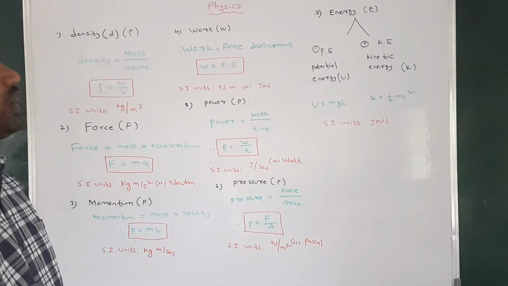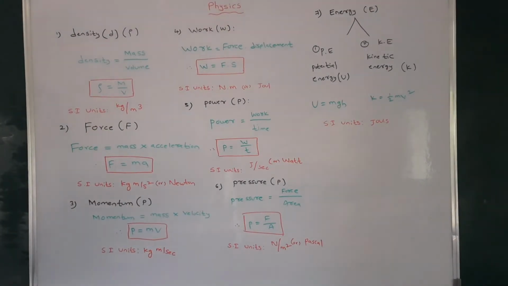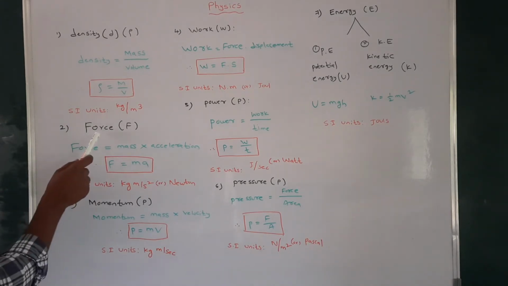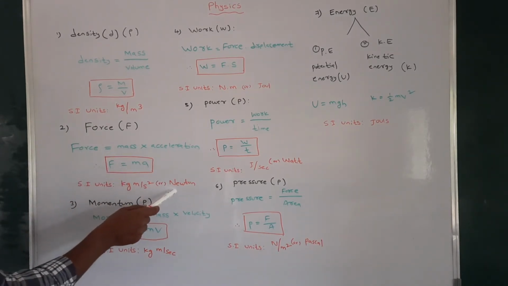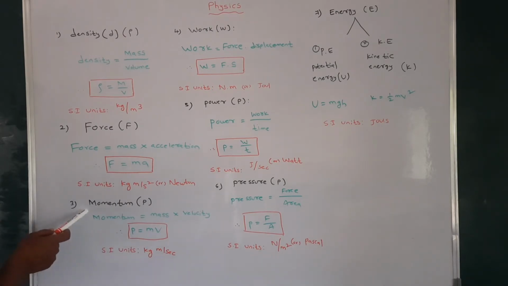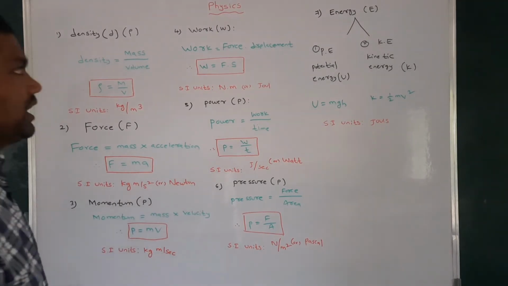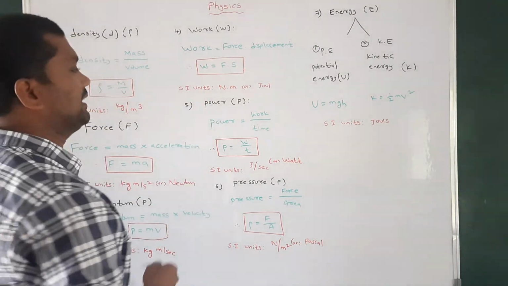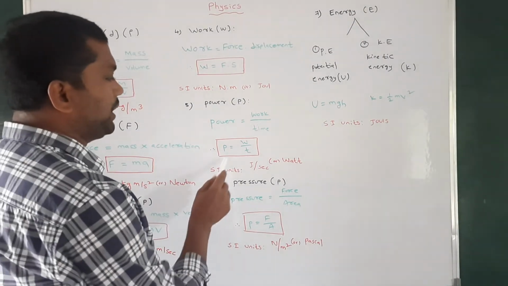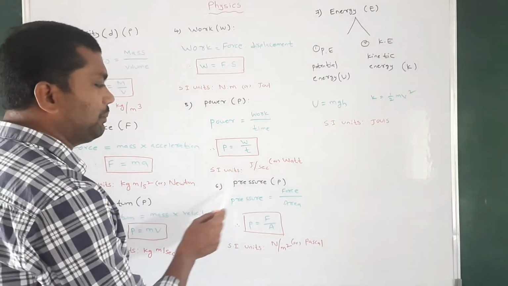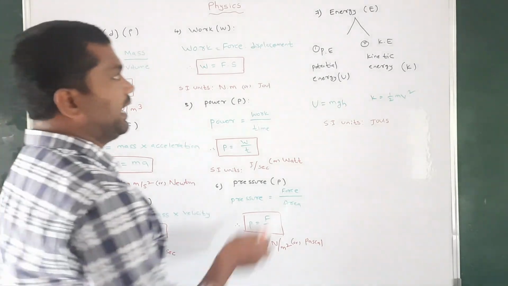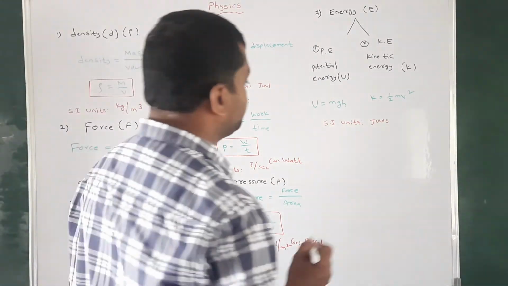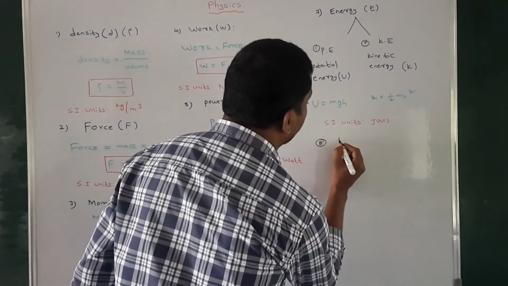So the first physical quantity, density, rho or D is equal to m by v. Second one, force, F is equal to ma. It will be measured in Newton. Third one, momentum, P is equal to mv. Next, work, W is equal to F dot S. Fifth one, power, P is equal to W by T. Sixth one, pressure, P is equal to F by A. And seventh one, energies.